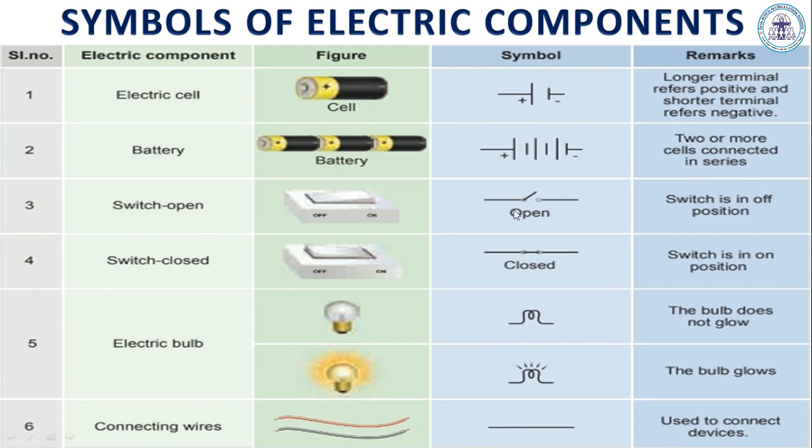Switch open. The symbol for switch open is this one. It represents that the switch is in off position. Switch closed. The symbol for switch closed is this. It represents that the switch is in on position. Electric bulb. It has two symbols. First one, the bulb does not glow. Second, the bulb glows. Connecting wires. It has a symbol of a straight line which is used to connect the devices.